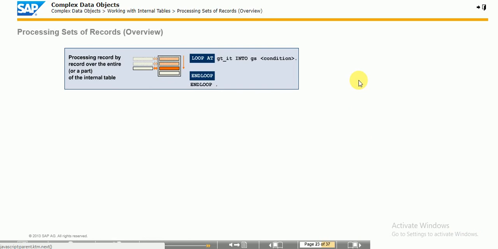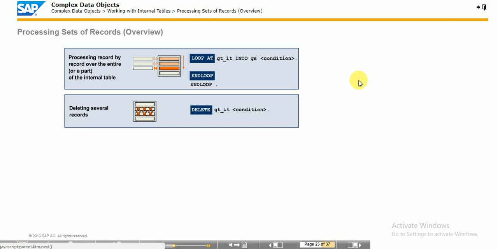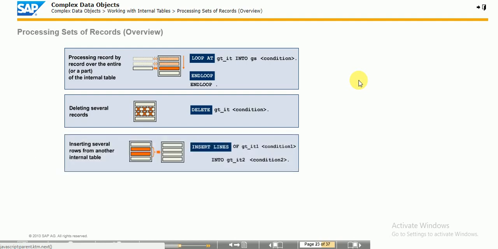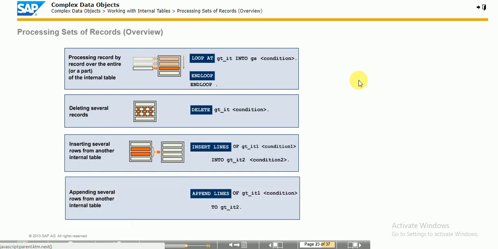Process sets of records using the following. Loop at, end loop. This places the rows of an internal table into the structure specified in the into clause one by one. Within the loop, the current content of the structure can be output, or you can change and write the current content back to the table. Delete. This deletes all rows of the internal table that satisfy the logical condition. Insert lines of. This copies the content of several rows of an internal table to another internal table. Append lines of. This appends the content of several rows of an internal table to another standard table. For detailed information about the ABAP statements described here, refer to the relevant keyword documentation.